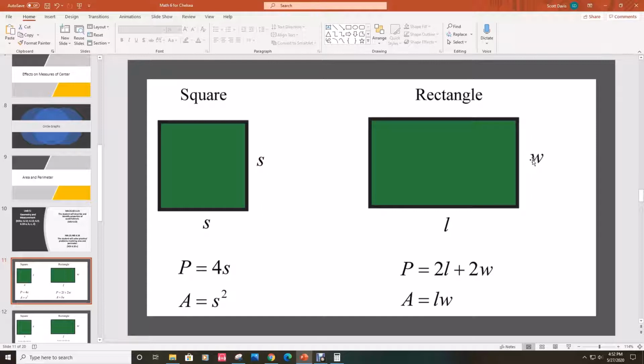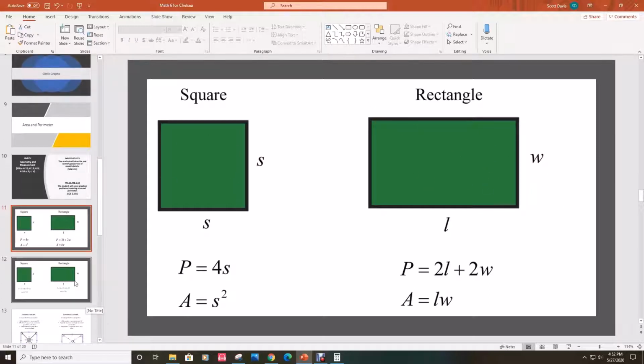Okay, so perimeter, as you know, means you are finding the distance outside of your shape. So how long is it all the way around the outside of your square or your rectangle? Then your area is all of the shaded space inside of your shape. The reason there is such a big difference between the square and the rectangle and the way their formulas are written, we'll get into in a second.